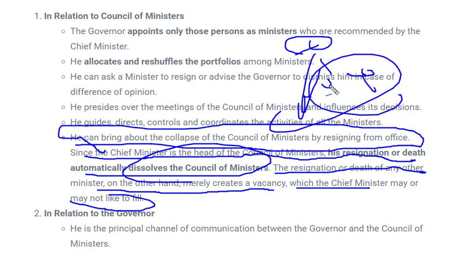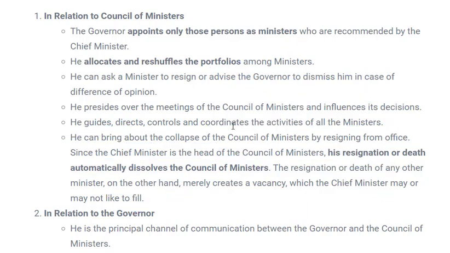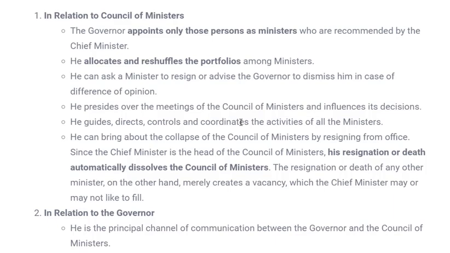But if any one of the council of ministers dies, nothing else happens, just a vacancy is created, and that vacancy can be filled with a new member by the chief minister, and if the chief minister doesn't want to fill that vacancy, it may remain vacant. So this was the power and function of the chief minister regarding the council of ministers.